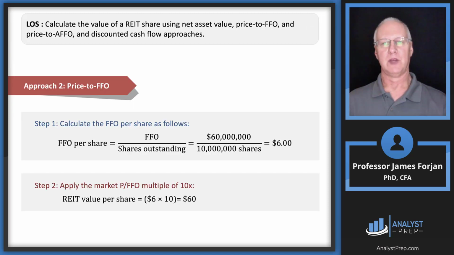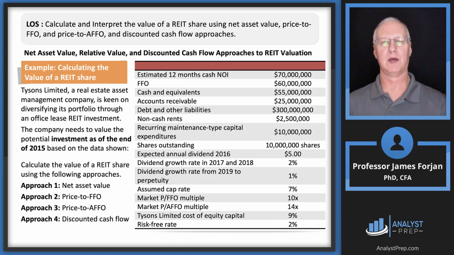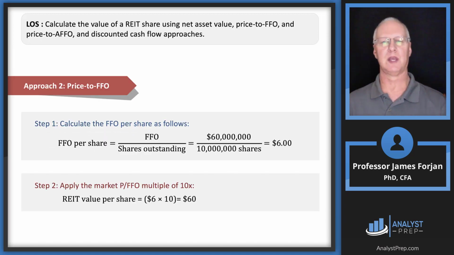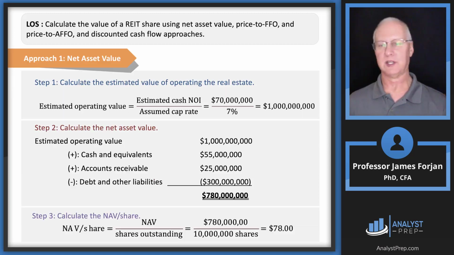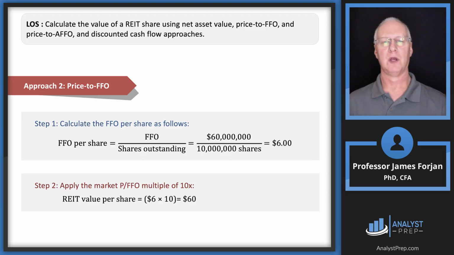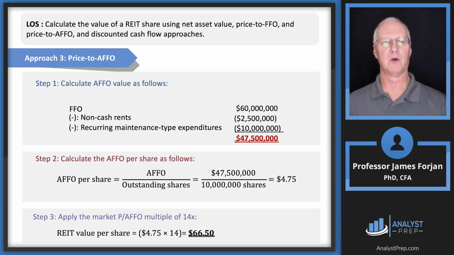How about if we use this price to FFO comparable? Let's just take the FFO, which, right, that was given to us right there at the top, 60. We'll divide by the 10 million. That gives us $6 a share. Multiply that by the multiple of 10, and that gets us 60. So here we've got 78 using net asset value. Here we have 60, and then of course we're going to get a different number here with the price to the adjusted FFO.